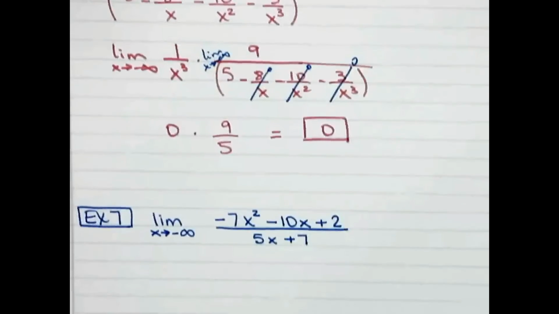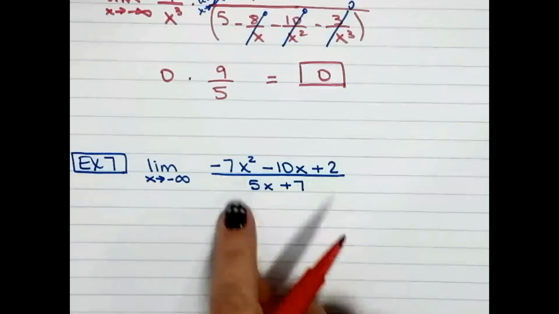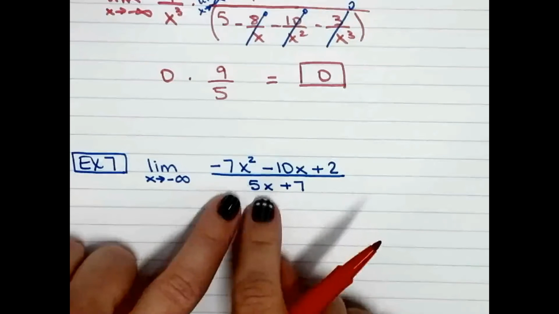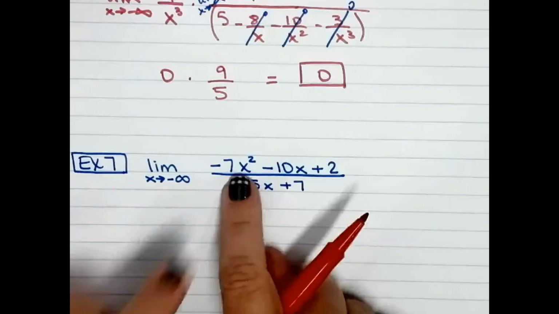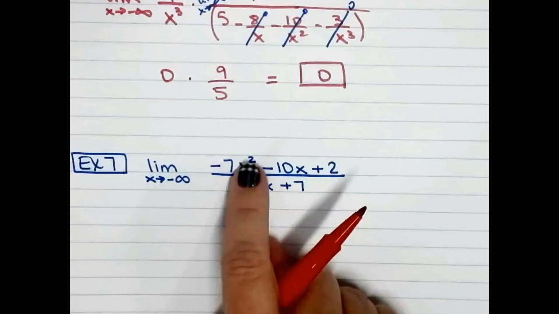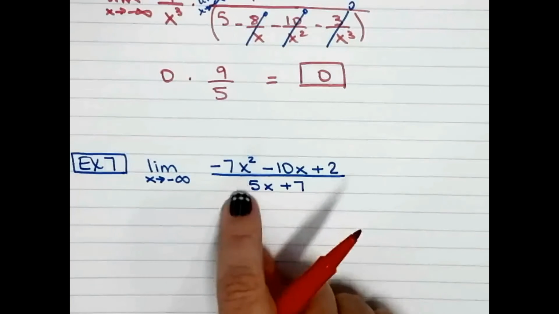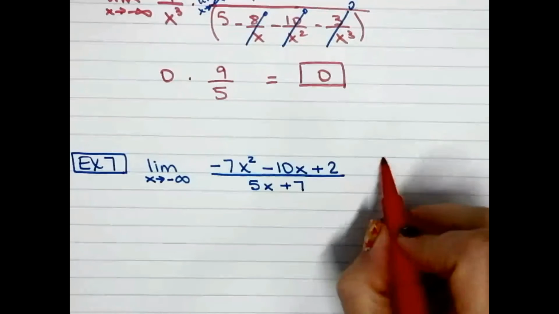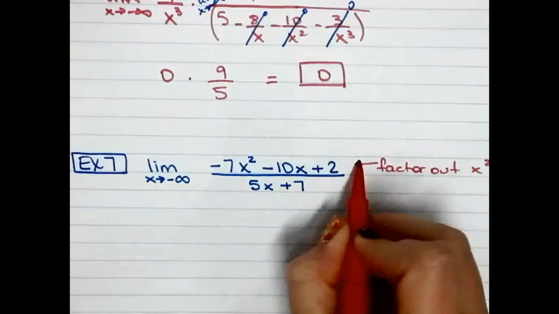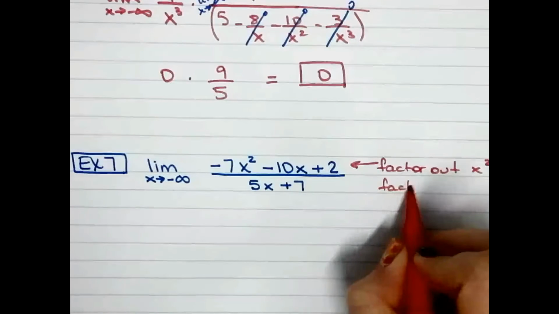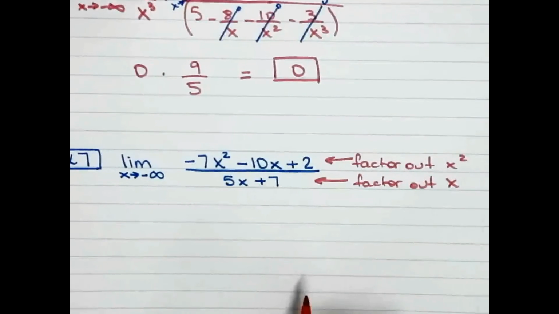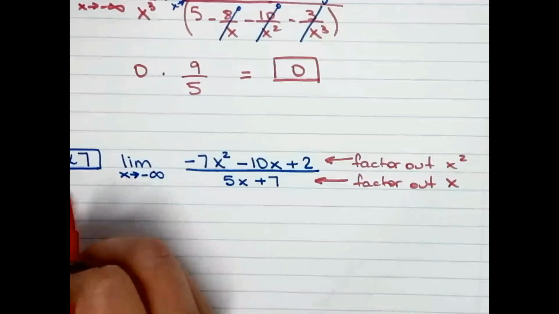Last one. I think you guys have been waiting for this one. Now, in this case, I don't have bottom heavy. So I have my numerator. The degree is greater on the numerator. I'm still going to go through the process of, I'll factor out x squared on the numerator, and I'll factor out x in the denominator. So I'm going to do that right here off to the side.